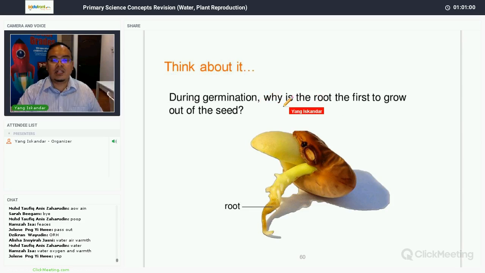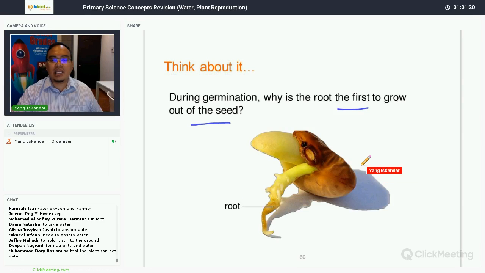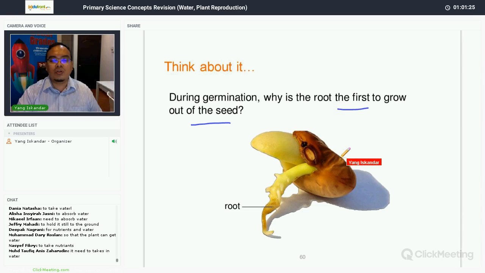Now, question: during germination, why is the root the first to grow out of the seed? Anyone? Sunlight to take in water. Yes, very good. One of the important things that the seed needs for it to continue to grow is to be able to absorb water.